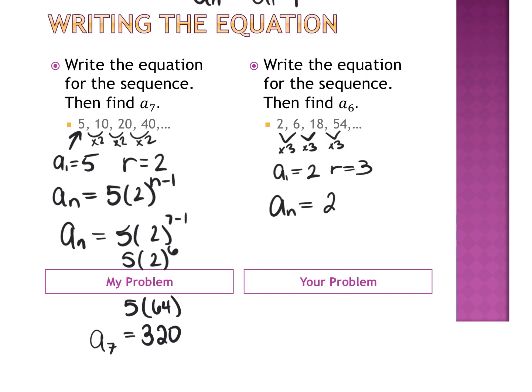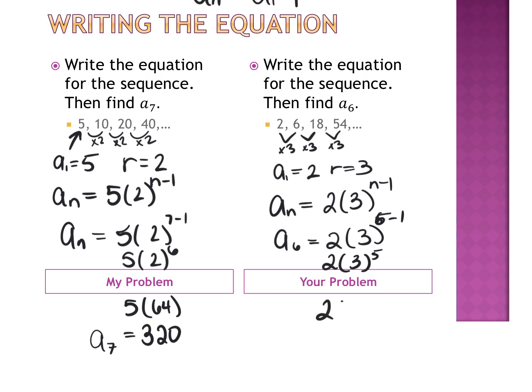an is a1 times r, 3 to the n minus 1. The great thing about the geometric sequence formula is we don't have to do any solving. We just put the two numbers in. If I want to find a6, 2 times 3 to the 6 minus 1. That's 2 times 3 to the 5th. 3 to the 5th is 243, and that's 486. That is my a6.